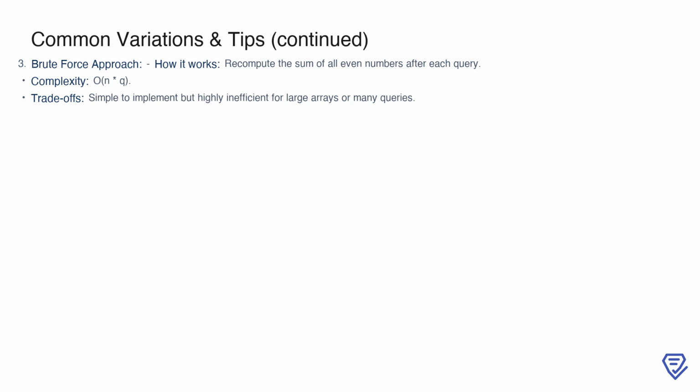Finally, let's touch on the brute force approach. This method involves recomputing the sum of all even numbers after each query. While it's straightforward to implement, it comes with a significant downside. Its time complexity is n*q, which is highly inefficient for large input sizes or numerous queries. For smaller arrays or when simplicity is a priority, this approach might suffice. However, for larger datasets, the inefficiency quickly becomes apparent, making optimized methods a far better choice.